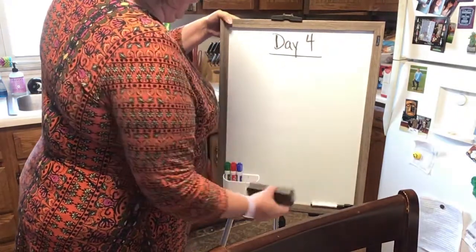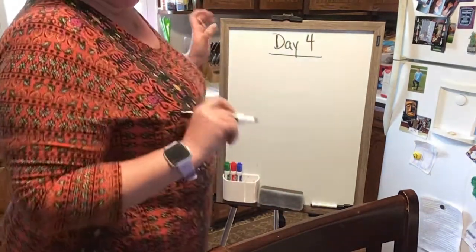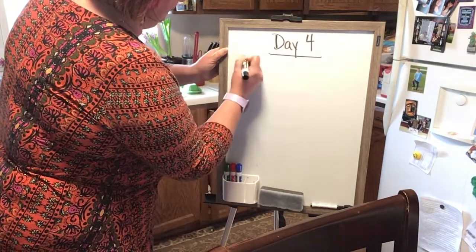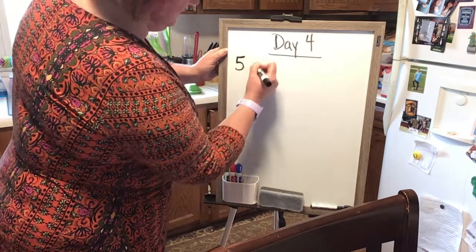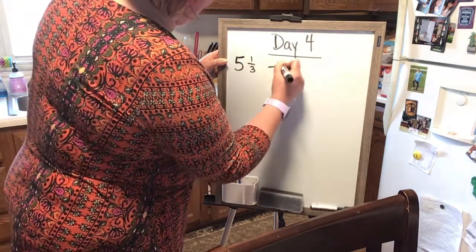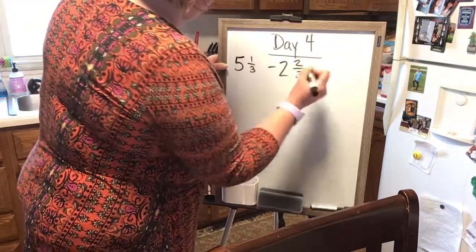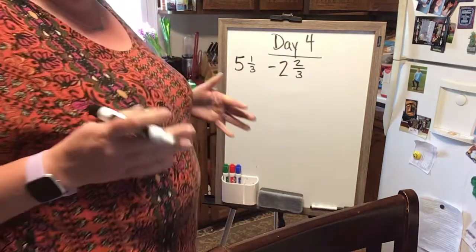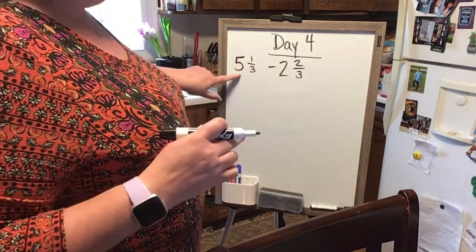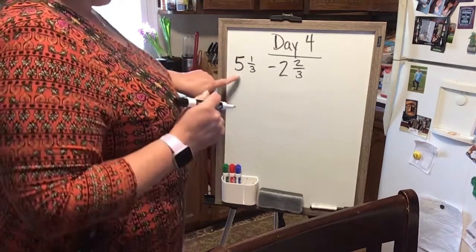Okay, the other way that you can do that is through mixed number regrouping. So we're going to say 5 1/3 minus 2 2/3. And what this involves is doing some substituting based on information you know.